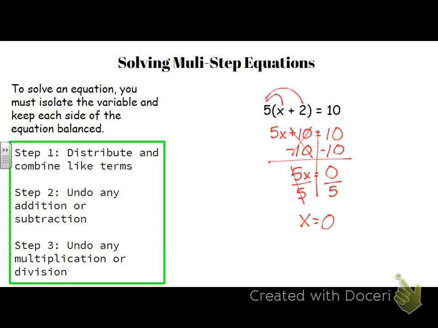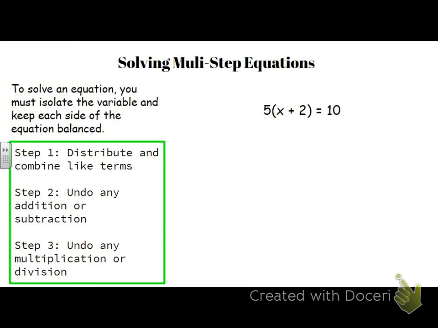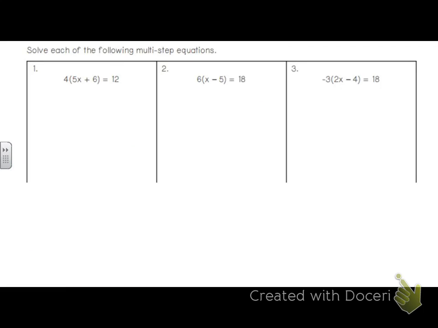Alright, so let's go through a few quick examples of solving multi-step equations. And again, you're just going to kind of follow the same steps each time. So it may help you to jot down those steps from the previous slide and just go through them each time. Step 1, distribute. Step 2, undo addition or subtraction. Step 3, undo multiplication or division. It's very repetitious.